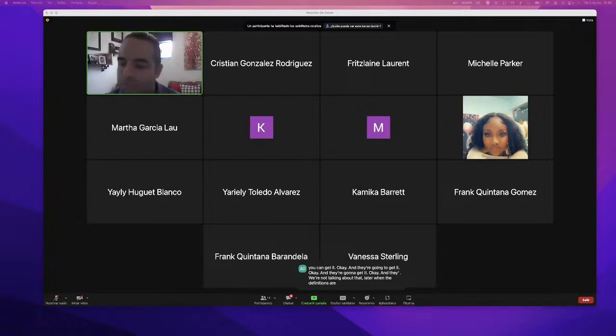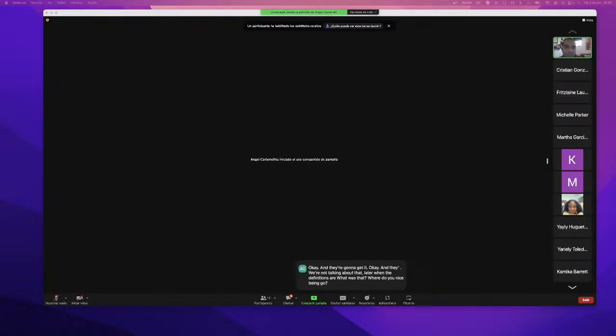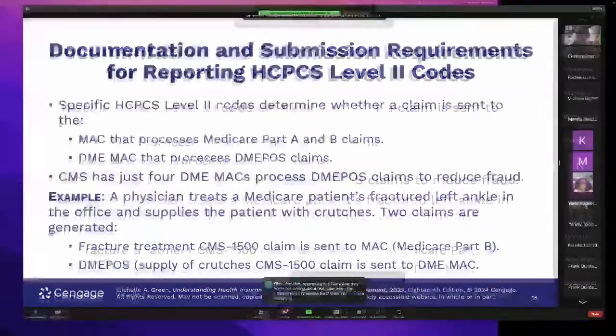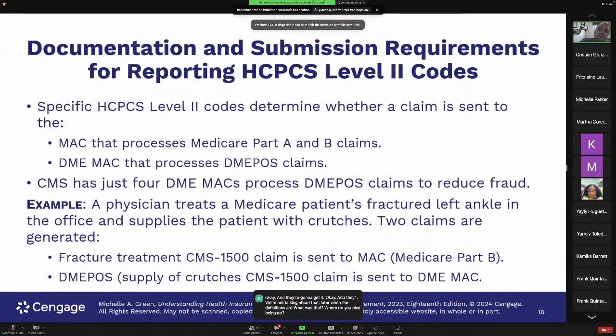What was that? Where did my screen go? I think you should be able to see my screen again. I don't know what happened there.